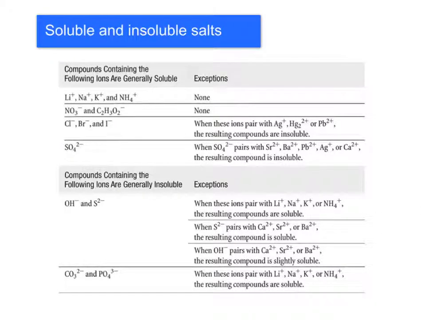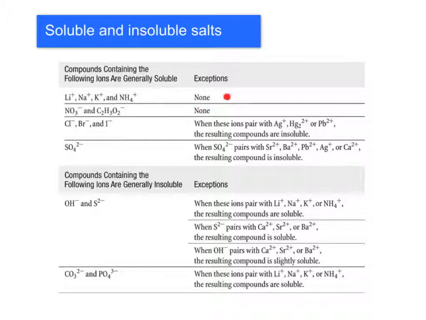Okay, so what we're going to spend most of our time talking about in this chapter is the solubility of salts and the solubility of solids. So this table here might look confusing. You don't need to memorize this table. You don't need to memorize any of this information, but you do need to know how to use the table. So the top half of the table is things that are generally soluble here, okay? And any salts that contain these ions are generally soluble with the following exceptions.